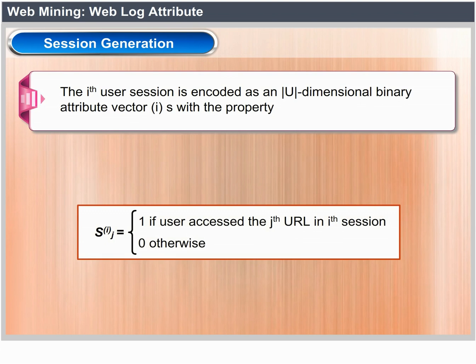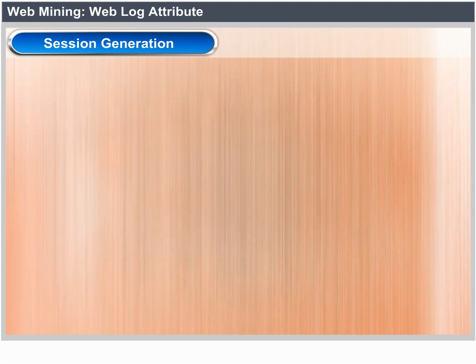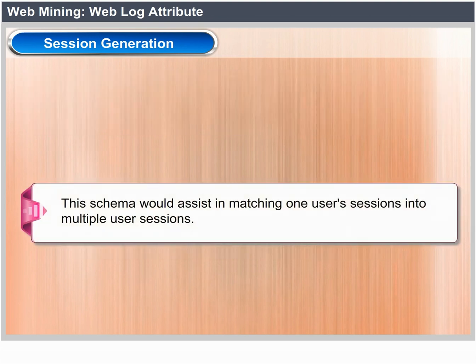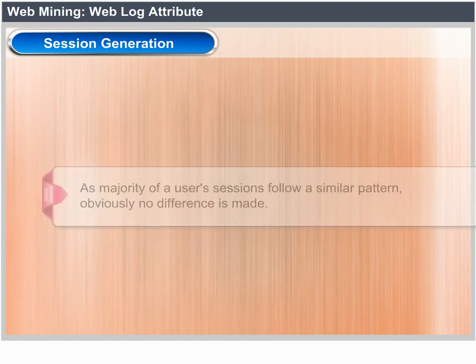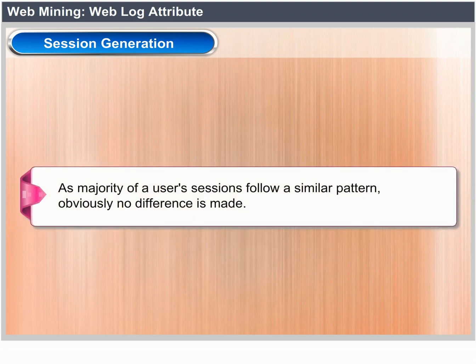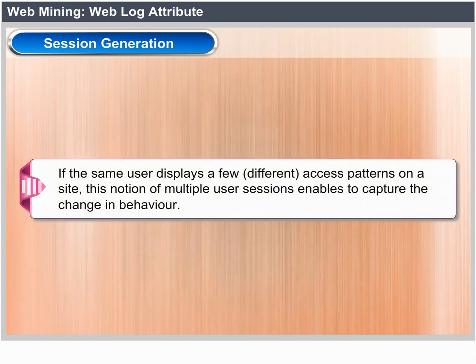This schema will match one user's sessions into multiple user sessions. If the majority of a user's sessions follow a similar pattern, then clearly no difference is made. If the same user displays a few different access patterns on a site, this notion of multiple user sessions enables one to capture this behavior.